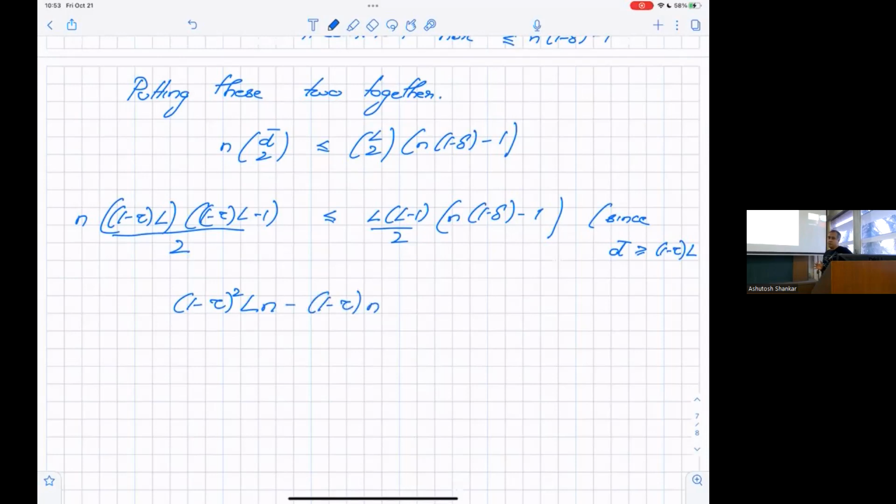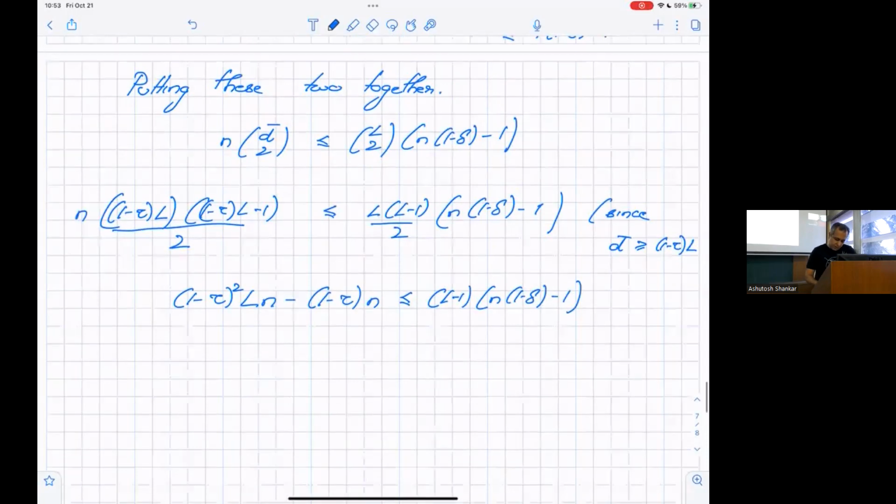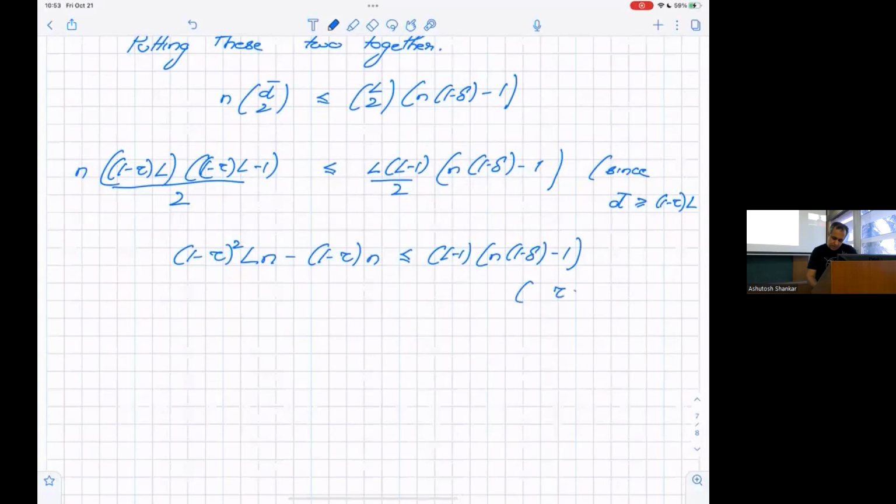That's what I have on the left hand side. What do I have on the right hand side? I have L minus 1 n into 1 minus delta minus 1. Here we use the fact that tau is defined to be 1 minus square root 1 minus delta. Tau is in fact any number smaller than this. Therefore, 1 minus tau square is exactly 1 minus delta. So that's set up so that it cancels out these two things.